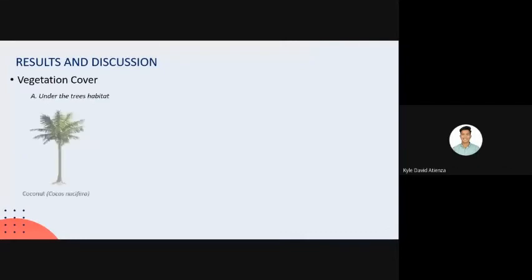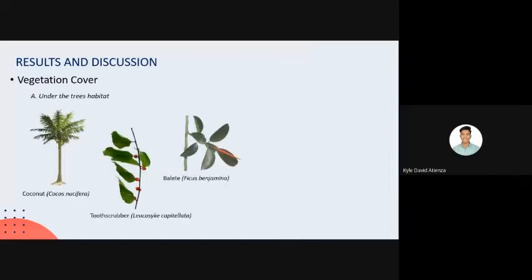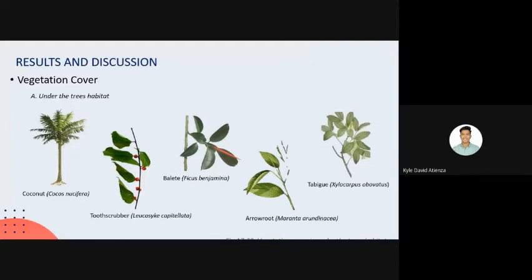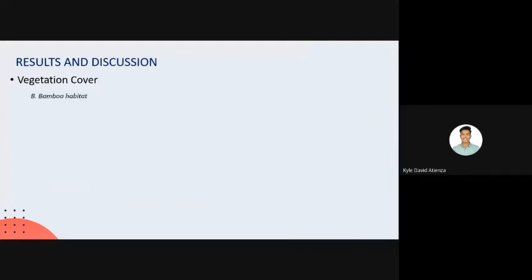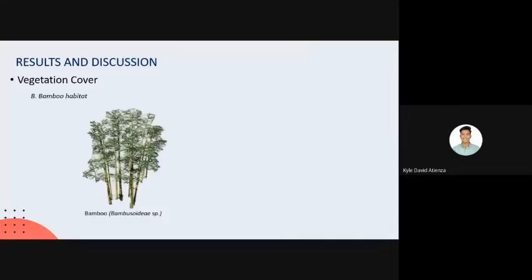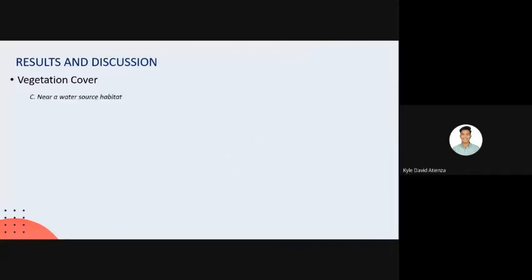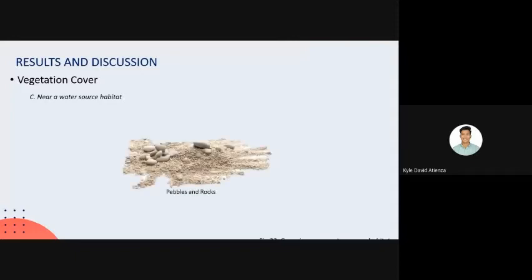For the vegetation cover under the trees habitat, it was covered by different kinds of trees like dwarf and big varieties of coconuts. Tooth scrubber, balete, arrowroot, and tabiga plants were also found in the area. The bamboo habitat was composed mainly of bamboo and grass, and there were also termites inhabiting the area. For the near a water source habitat, it was not covered by any vegetation but pebbles and rocks only.